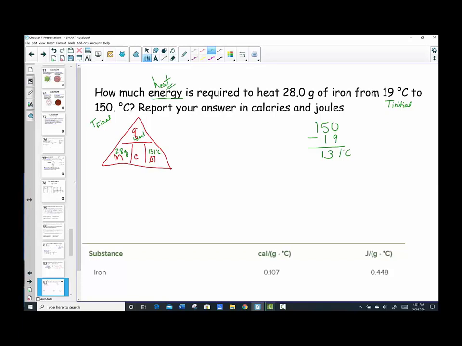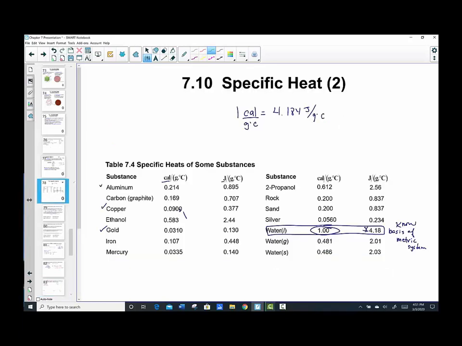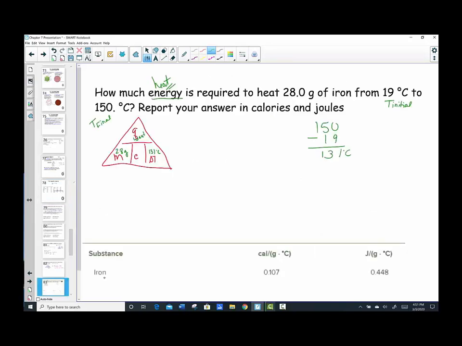Well, again, I gave you this chart. You do not have to memorize all of these elements. Don't think that for a minute. But I do expect you to remember water because it is the basis of that whole metric system. But what I did was pull iron from the chart. In a calorie, we'll use 0.107, and in a joule, in a second calculation, we'll have to use 0.448.